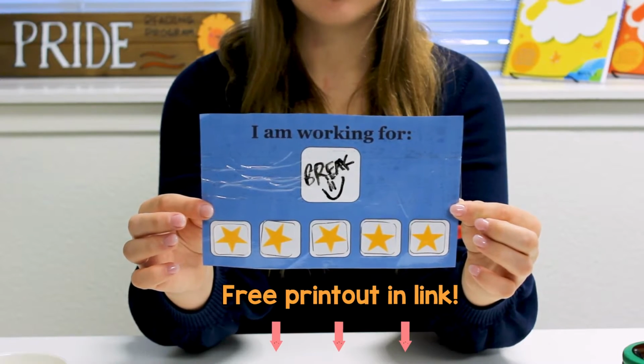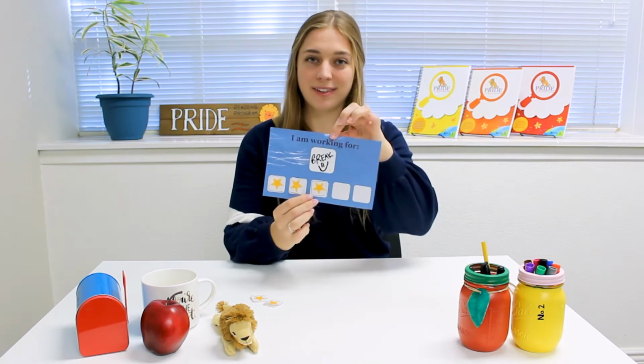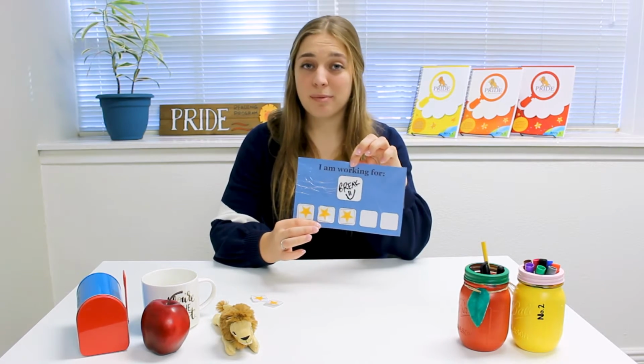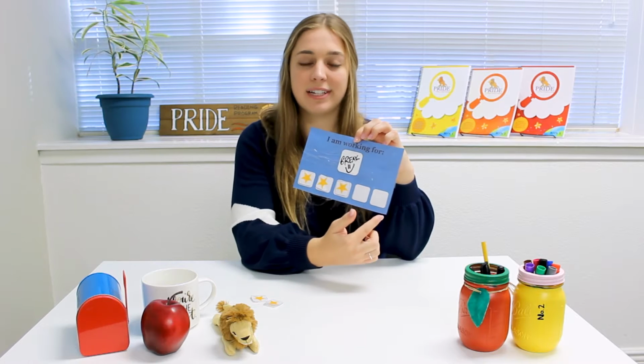In order to start using the token economy, you're going to want to introduce the concept to your student first. Ask them the question, what are you working for today? For this example, our student will be working for their break. In order for the student to take their break, they need to have all 5 stars down here. Once a student has collected all 5 stars, then they're able to take their break.